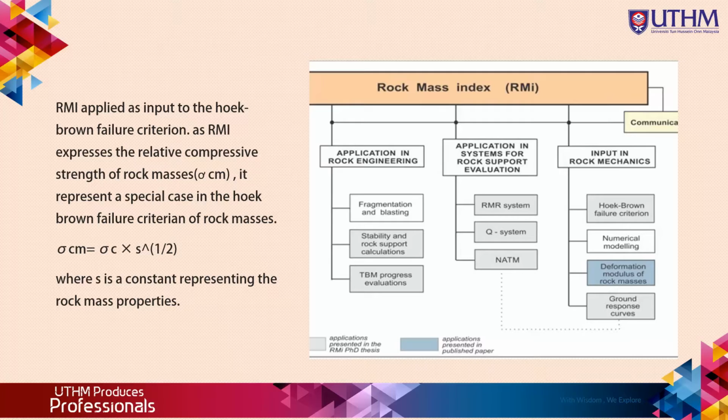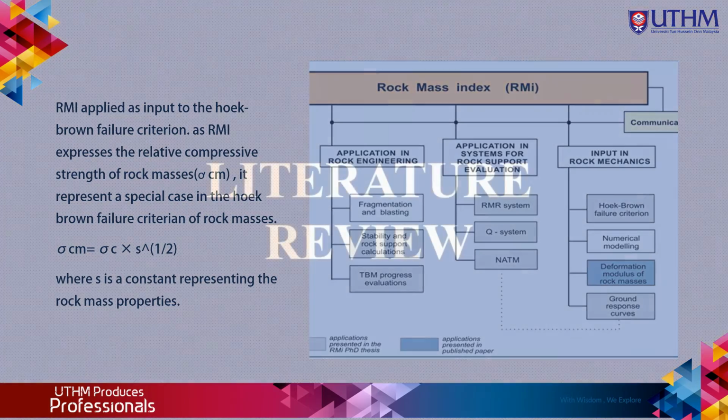Rock mass index is applied as input to the Hoek-Brown criterion, as RMI expresses the relative compressive strength of the rock mass. It represents a special case in the Hoek-Brown criterion of rock mass. From the formula given, S is a constant representing the rock mass properties.